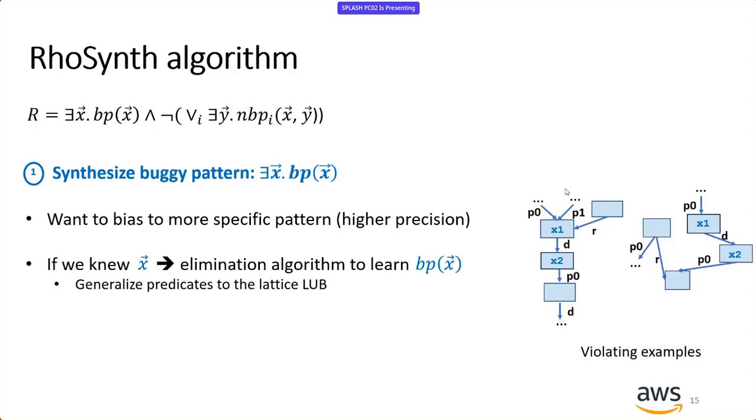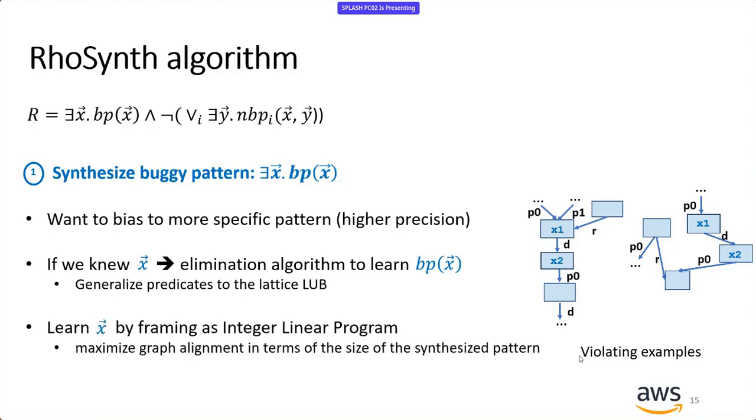Again, reiterating, if we knew the mapping X, so if we knew that this node in this example is X1 and this node is X1 in the other example, then synthesizing the buggy pattern over these variables is not very hard to see. One can use something similar to conjunctive learning for doing that. And so synthesizing these buggy patterns with the existential quantification really amounts to finding a good mapping X.